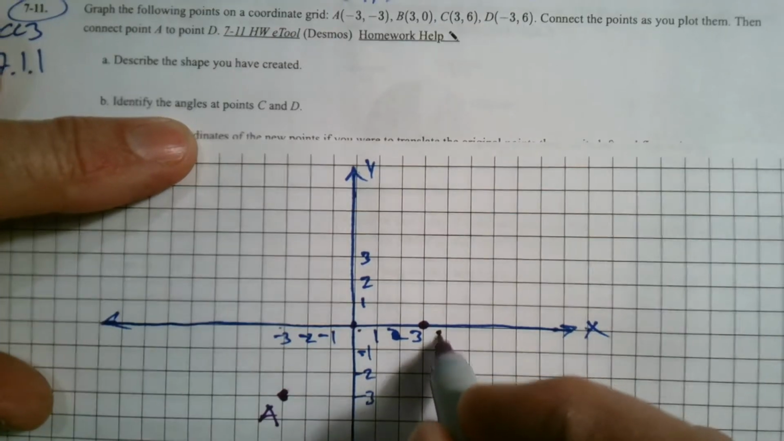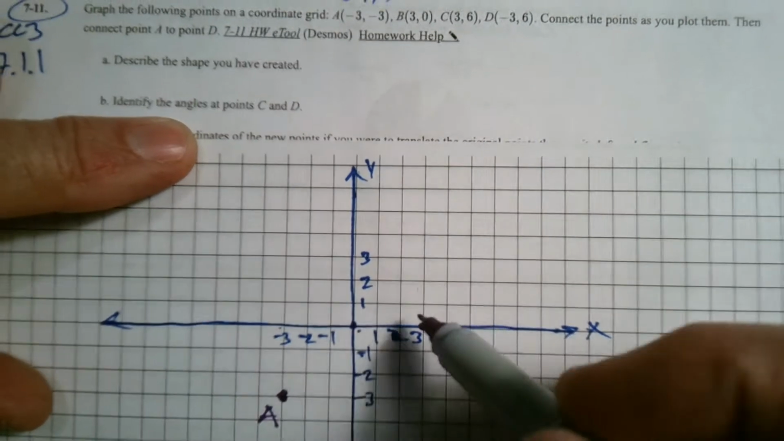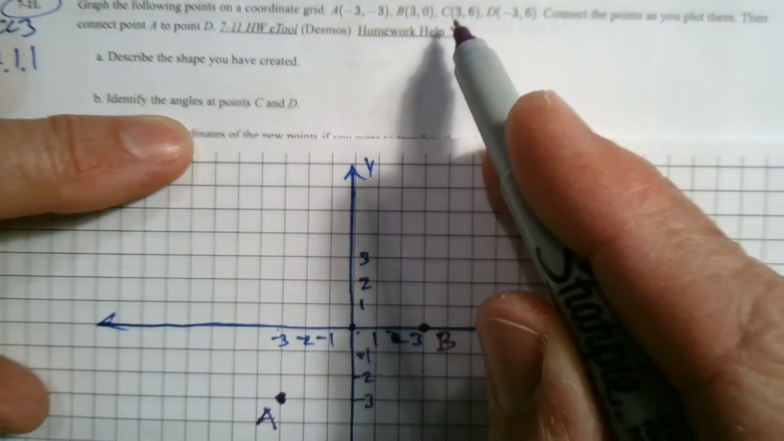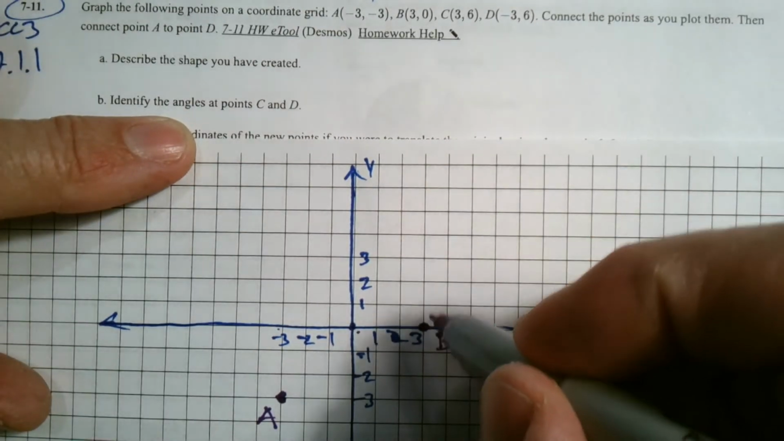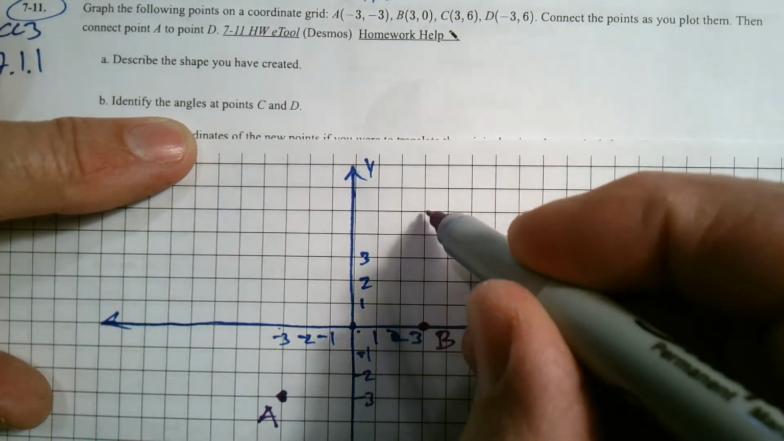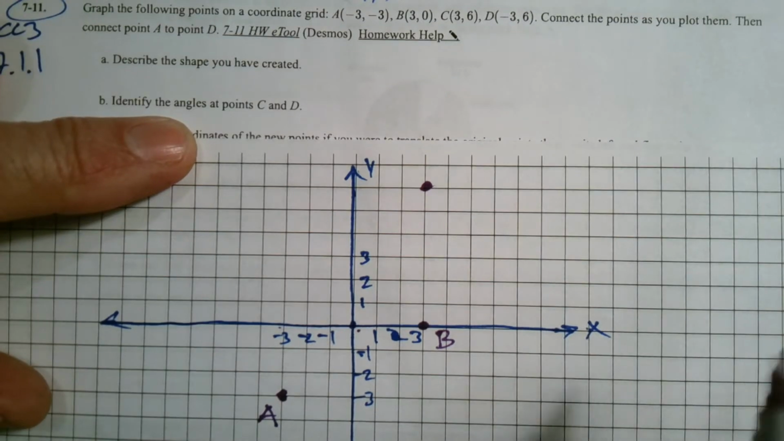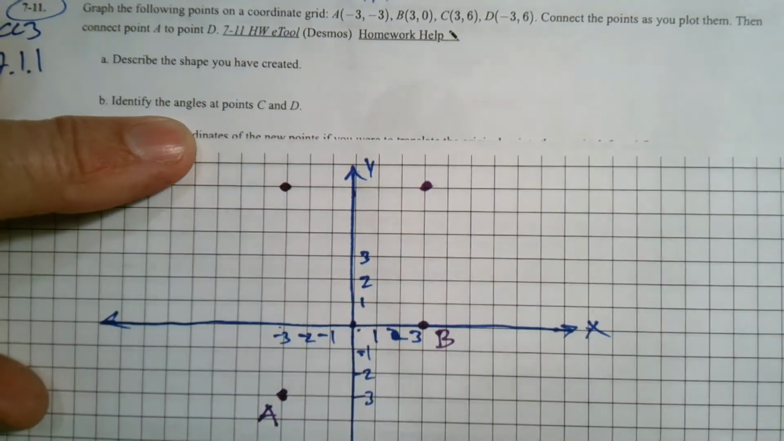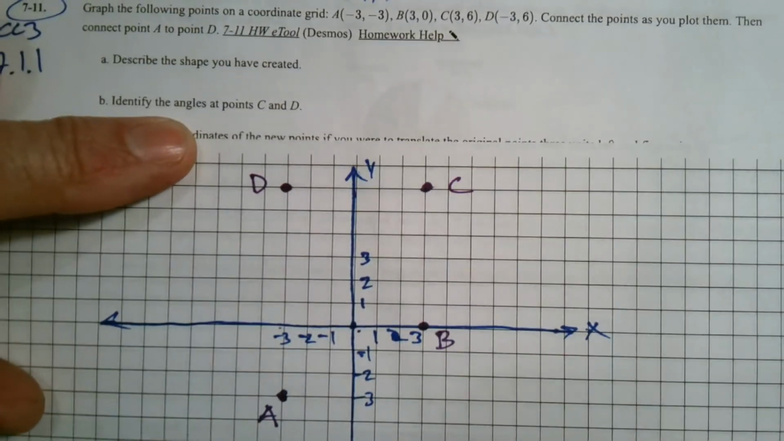Oh, this was B. 3, 6 for our C. So 3 is the X, 6 is the Y. So 3, and then I'm going to go up 6. So let's see, 1, 2, 3, 4, 5, 6. Count 6 up. And then D is at -3, +6. So we're up that direction. And this is D. So this was C and D.